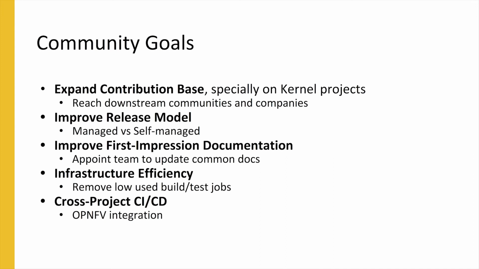The second is to improve the release model, and this we have already done with the managed versus self-managed that I explained before. This was very good. The third thing is to improve first impression documentation. Well, OpenDaylight has always been blamed for that. Our documentation, compared to other open source, never was very good for the first user or developer, it doesn't matter. When you first see this documentation, you don't feel very attracted and it's not very easy to follow. So we are changing all that.